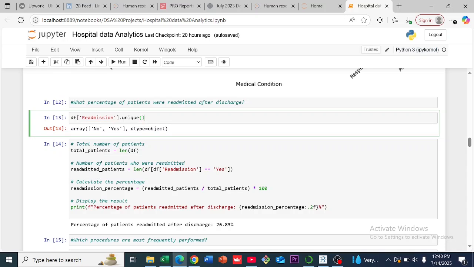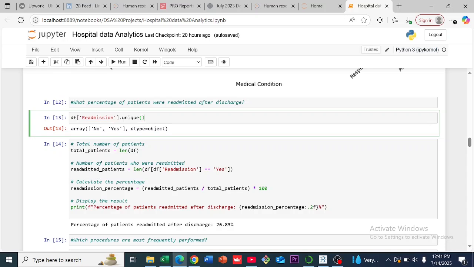So calling on the df readmitted and specifying that I want only those values where readmission equals yes, I can now go ahead and check for the length of those values. Practically, when we call on the length, we are trying to see how many rows we have in those values, right?